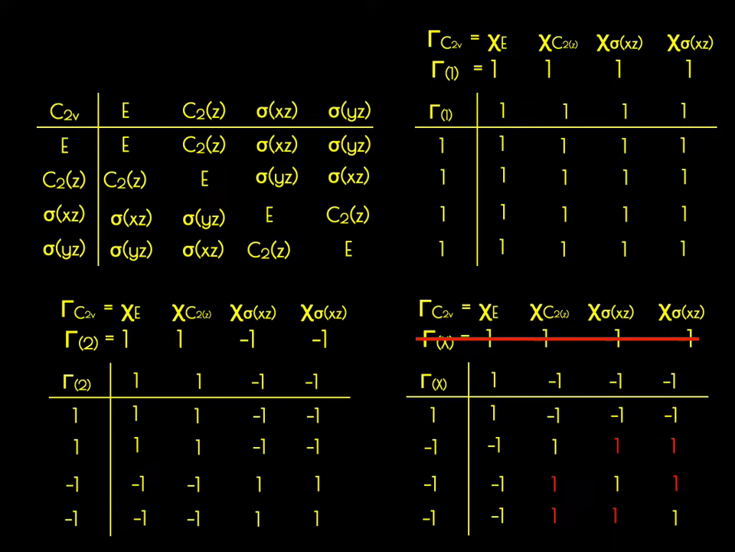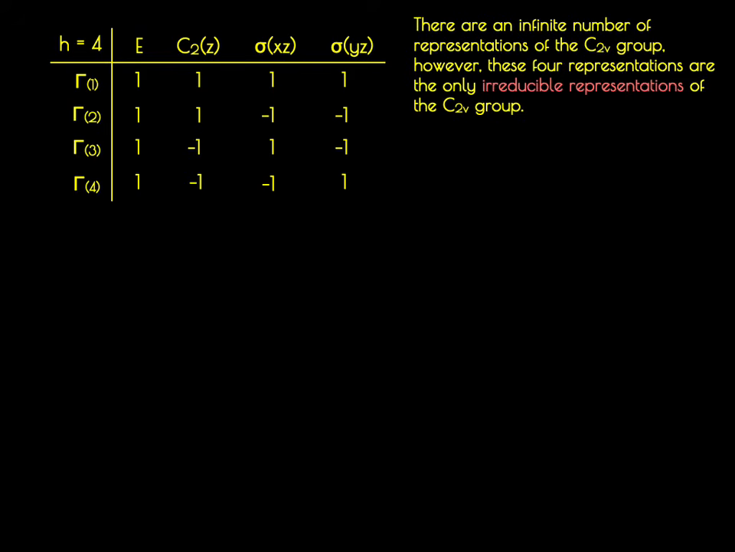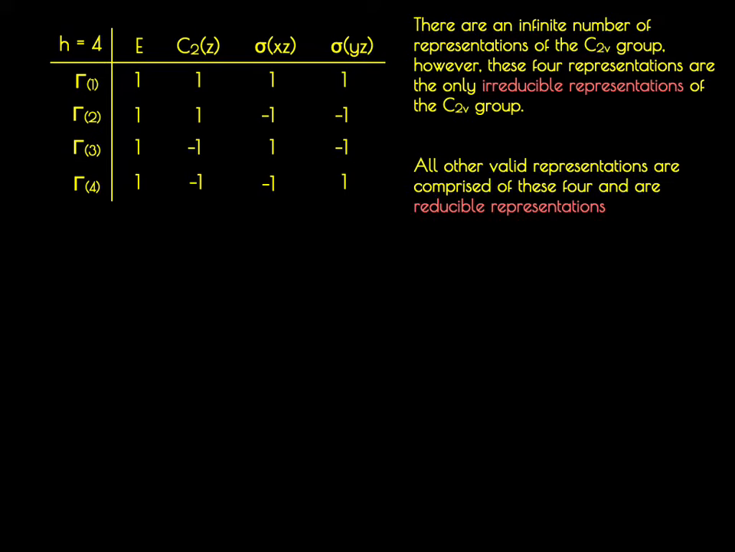Even though not every representation will be a valid representation for the C2V point group, it turns out that there's an infinite number of valid representations for every group. Of that infinite set, for the C2V point group, there's only 4 representations that we call irreducible representations. I have those irreducible representations highlighted over on the left. Every other representation of the C2V point group is a composite of those irreducible representations.